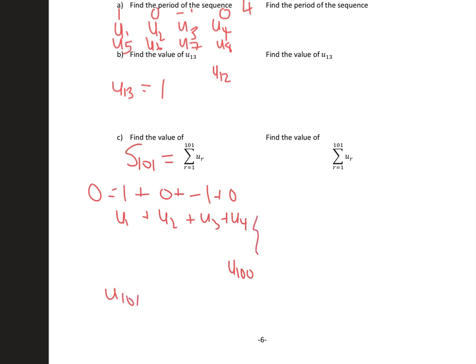So think, how many rows will there be to get to 100? So how many 4s go into 100? There'll be 25 rows. So I'm going to have 25 lots of 0, plus this extra term lying around, which is in the first column, so that's a 1. So the sum of the first 101 terms will be 1.